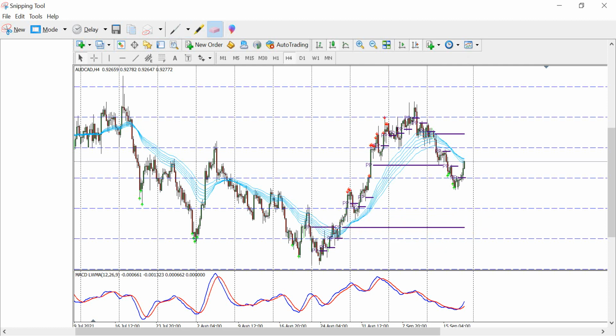Now, I wouldn't set my take profit target at that level. I would use the round number levels, so this level here, to be my take profit target.